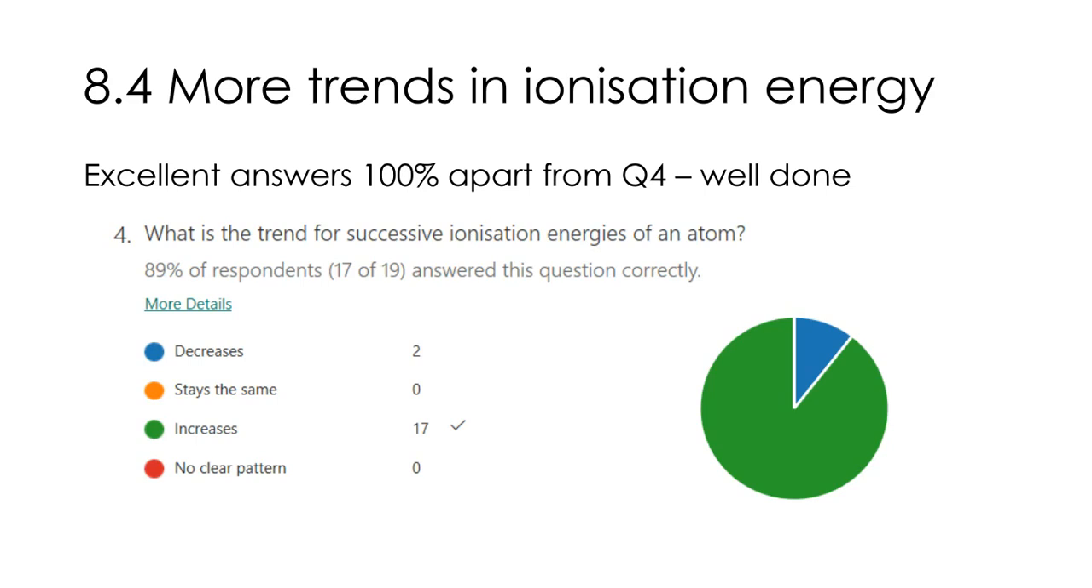Sometimes you need to explain in an exam why it increases, and that's because when you are removing an electron from an already positive ion, you're trying to remove something negative from something that's positive. As it becomes increasingly more positive, it's going to be more difficult to remove that electron because of the increasing positive charge.